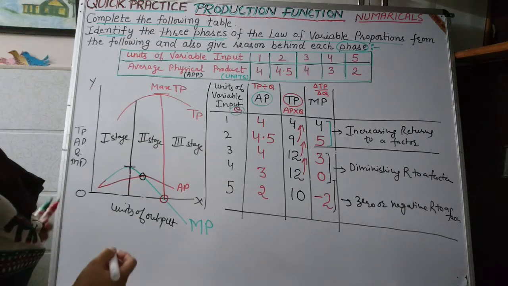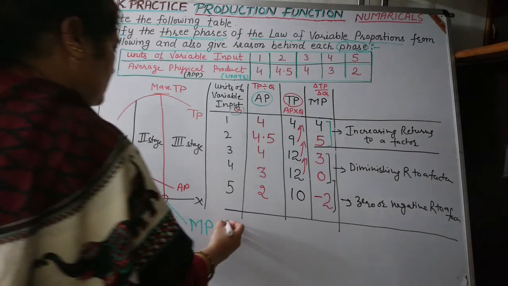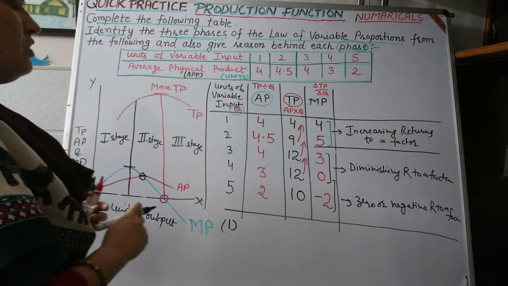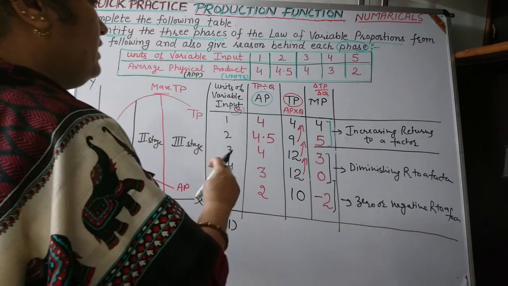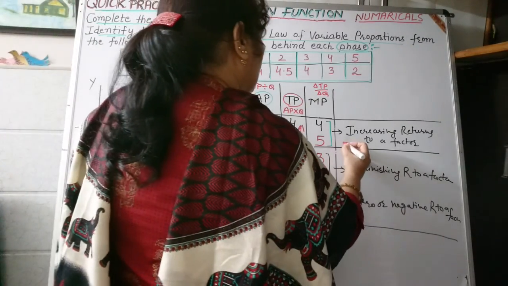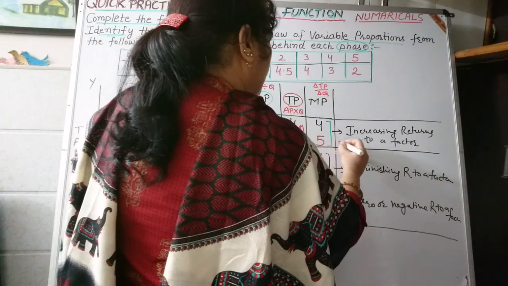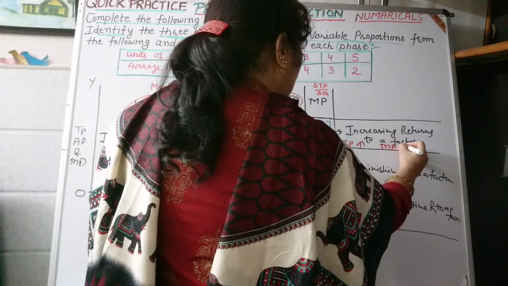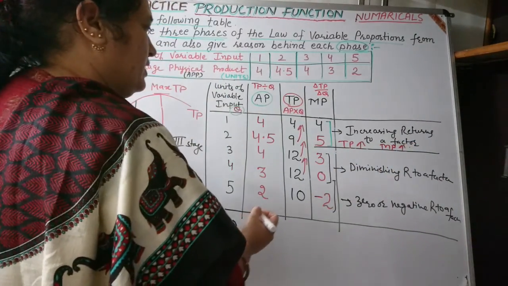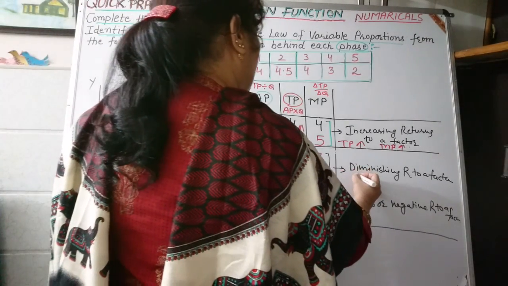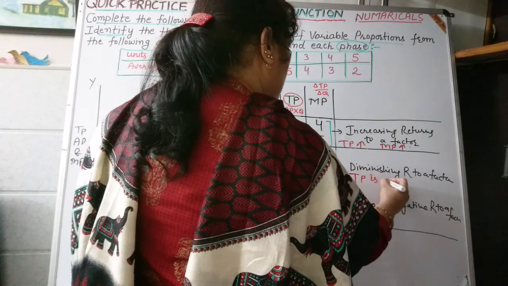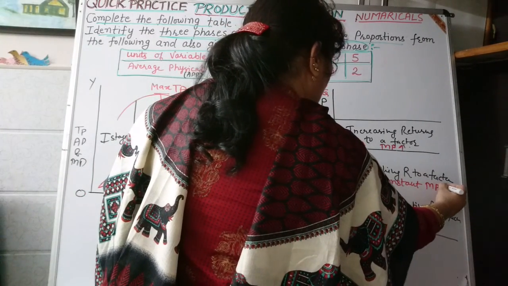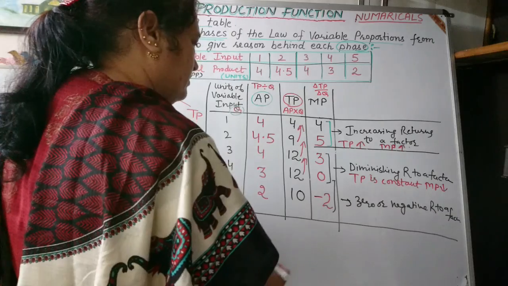Now let us give the reasons. The first reason is why increasing returns to a factor applies, because here TP increases and MP also increases. These are the causes. For diminishing returns, here total production is constant and marginal production starts diminishing.